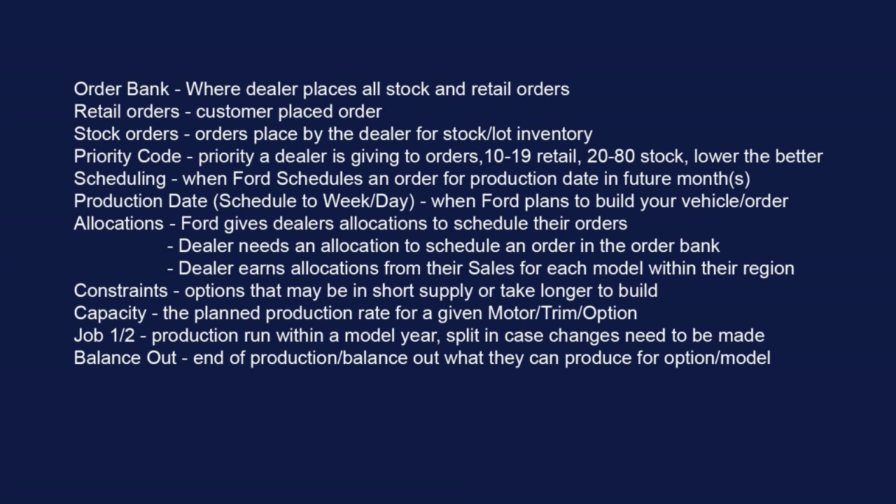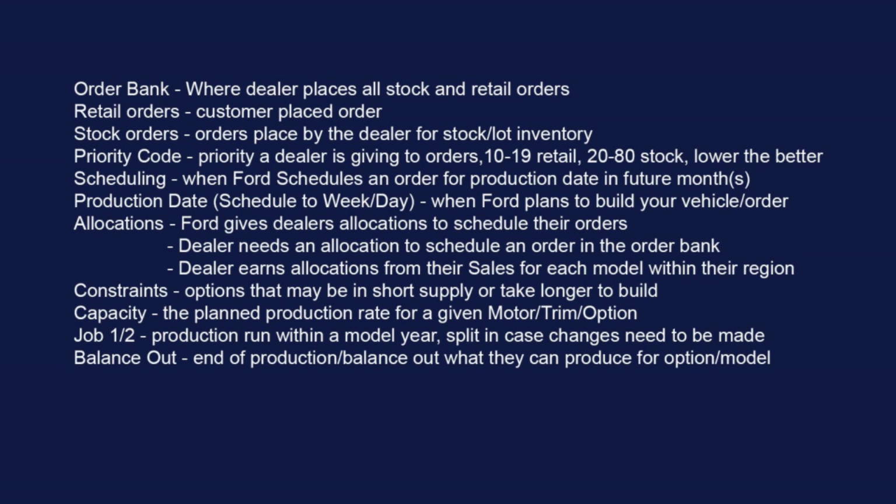Scheduling is when Ford schedules an order for production in future months. So what we're talking about is May scheduling for this week. So May dates. And then for the production date, they're going to be scheduled to the week, to the day. As you get close, a lot of times the orders will be scheduled to the week, because they schedule out 2 months in advance sometimes. And then as it gets closer, it'll get scheduled to a day. And sometimes that can move around until like the week before.